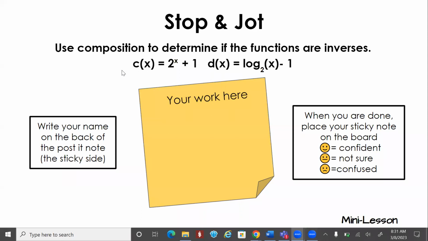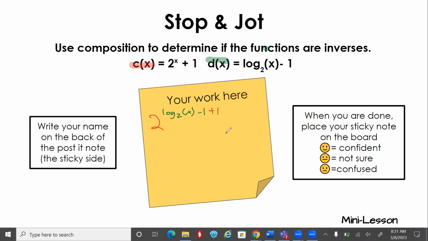All right, so using composition to determine if the functions are inverses. Again, I would suggest making sure that you keep track of which function is which. First we're going to write out the red one, and instead of writing that x, we're going to write the green function. So that's going to be log of base 2 of x minus 1. And then this red function had that plus 1, so we're going to just add that back in here.